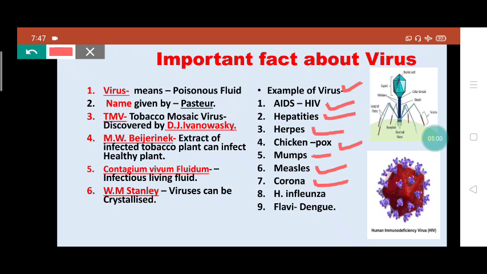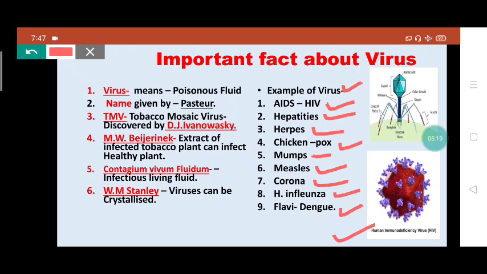Okay, and Haemophilus influenzae also causes pneumonia, and flavivirus causes dengue. Basically, dengue is caused by the bite of a mosquito, but the mosquito transfers the flavivirus that causes the dengue. So we must know the diseases caused by viruses and what the viruses are.